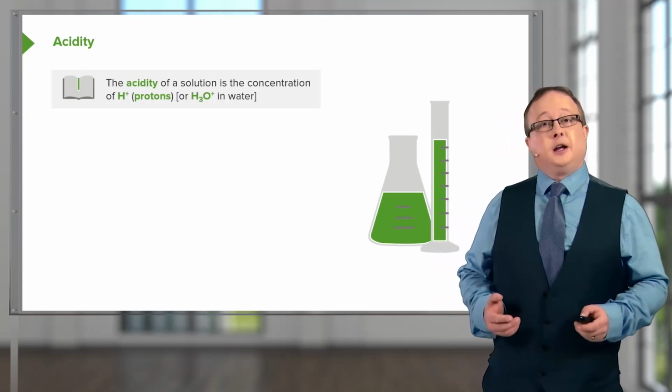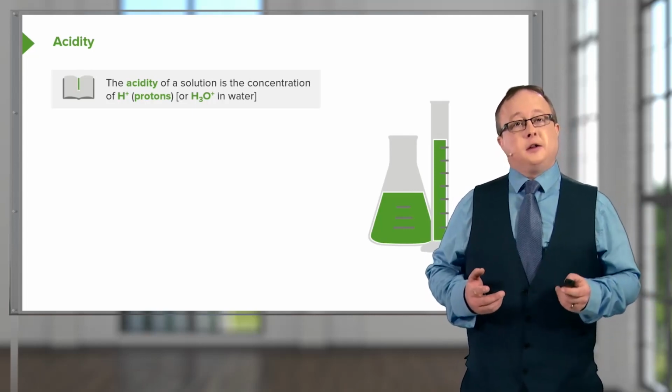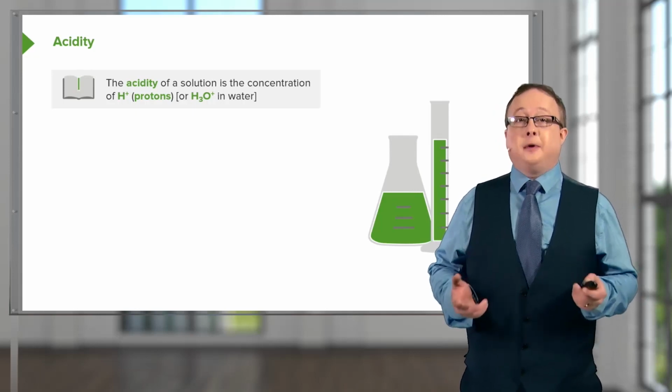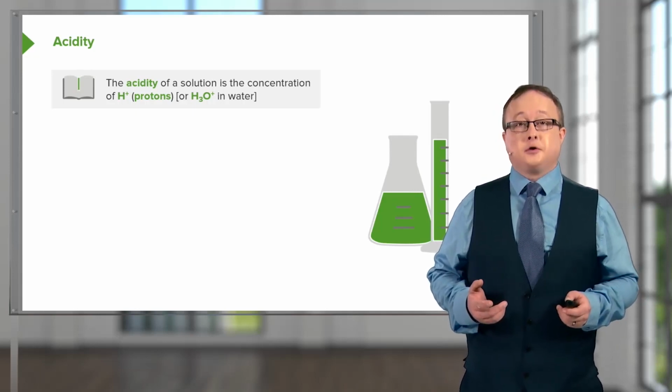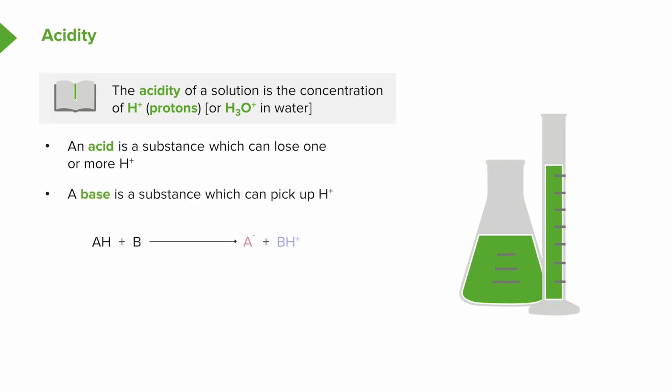Of course, given your understanding of the structure of the hydrogen atom, this results in H+, otherwise being equivalent to a single proton. This proton is often considered as H3O+ in water, where the H+ is transferred onto H2O. An acid is a substance which can lose one or more equivalents of H+, and a base is a substance which can pick up H+.